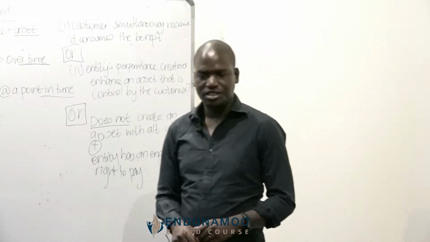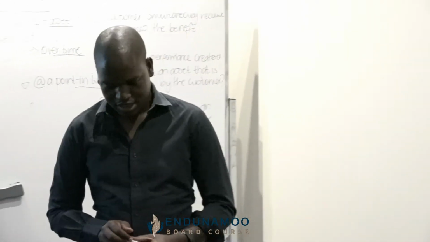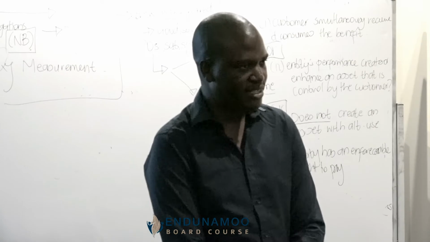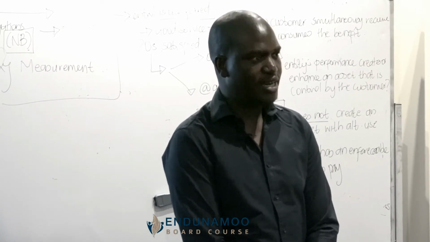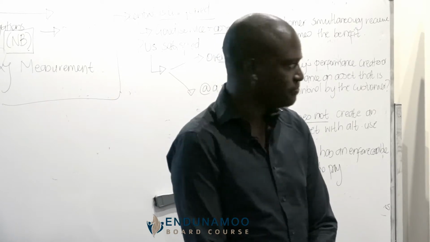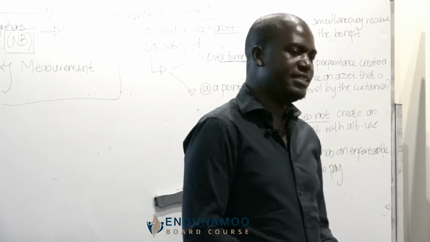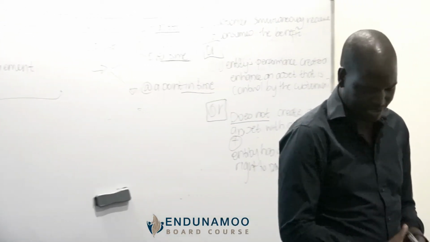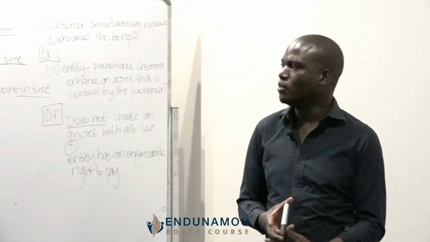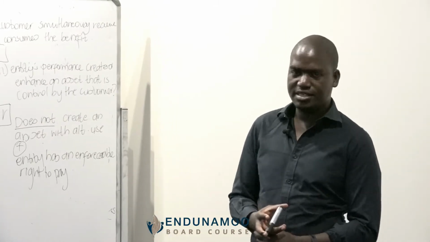So 2 conditions. 1, the entity's performance does not create an asset with an alternative use. And in addition, the entity has an enforceable right to payment. And the classic example is an audit.